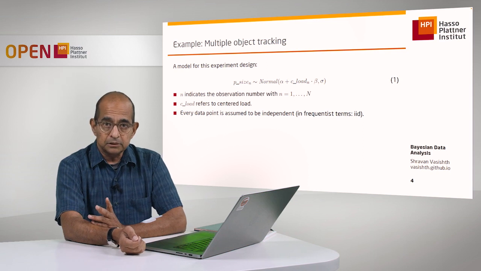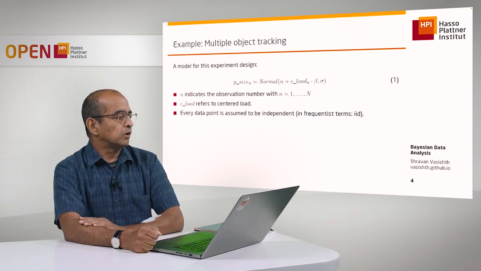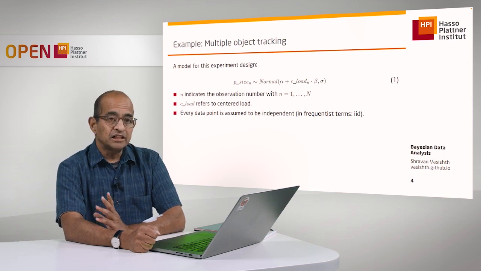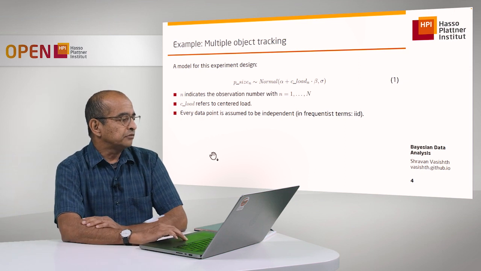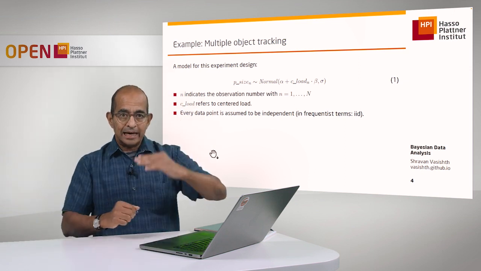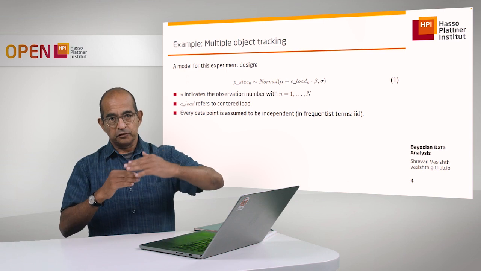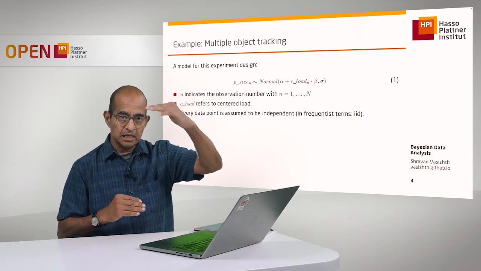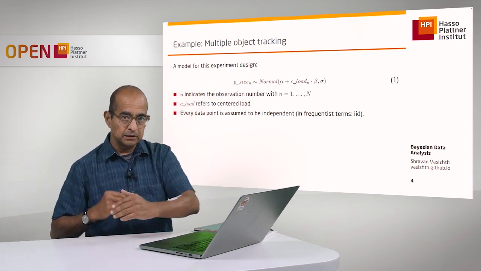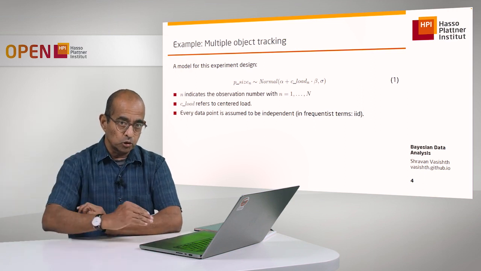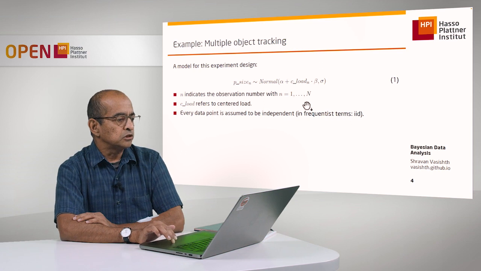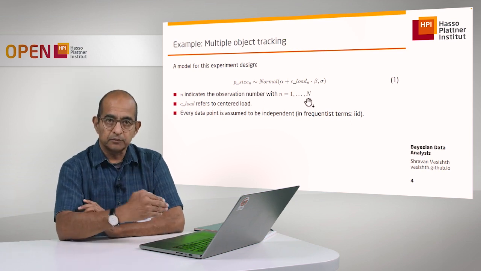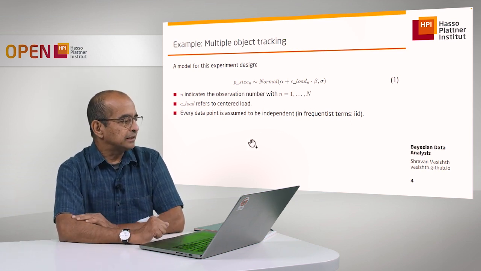We can start simple, right? So let's start with a very simple model where we assume a normal likelihood, and the dependent variable here is the pupil size that we are looking at, right? n refers to the nth row in the data frame, right? So we will always be working with data frames, and the data frames will be indexed with the position in the row, which I'm going to call small n. Okay, so small n goes from 1 to capital N.